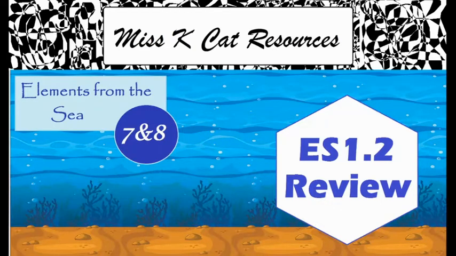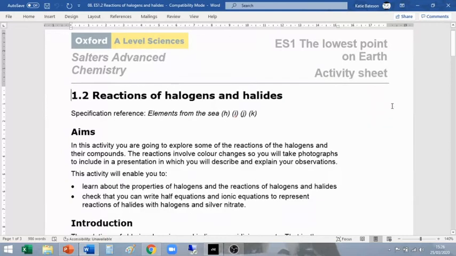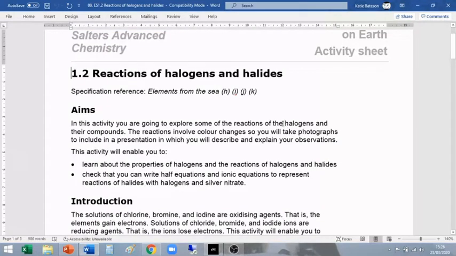Okay, let's have a look first at the worksheet itself and what we should have been having a go with. Okay, here it is, ES1.2. In this activity, we're going to explore the reactions of the halogens and their compounds. The reactions involve colour changes, so if we were doing this in lesson, you'd be able to take photographs, but I did send you some videos, so hopefully you have actually seen those things happen.